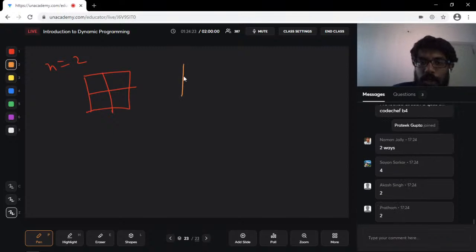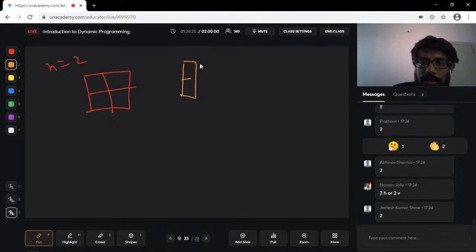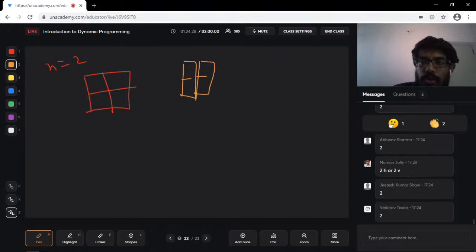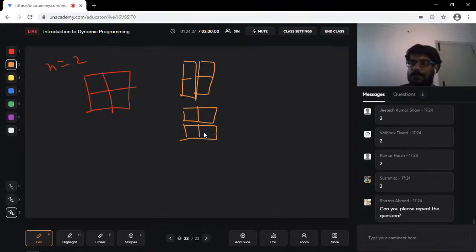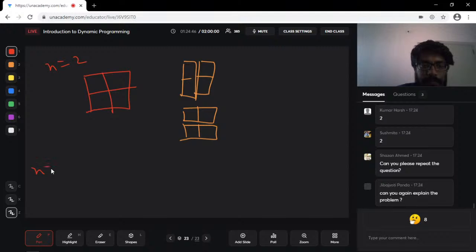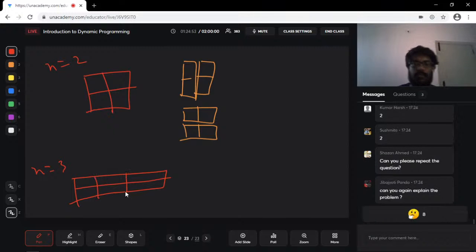Correct, it's 2 ways and not 4 ways. So one way is to use 2 vertical tiles, or use 2 horizontal tiles. There are no other ways. So these are the 2 ways in which you can tile a 2 cross 2 floor. But what about n equal to 3? Okay, my drawing is super bad.